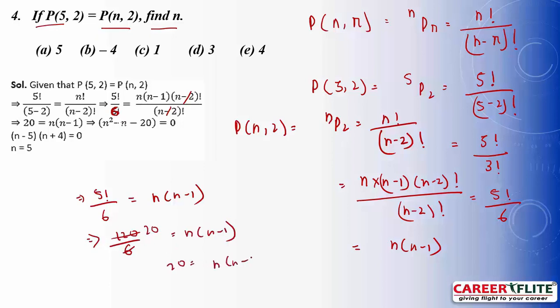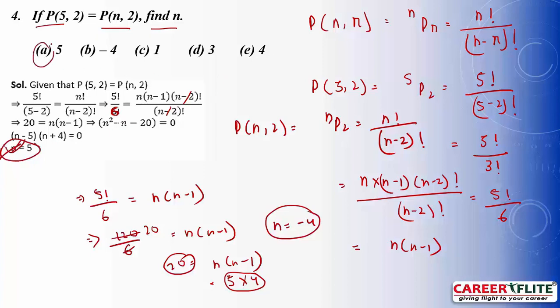n into (n minus 1). So if you find the factors of 20, n will be 5 and n minus 1 equal to 5 minus 1, that is 4. That is, 5 and 4 are the factors of 20. Here we cannot take 4 for n because then n minus 1 would be negative, it would be minus 4. So the correct answer for n will be 5. So 5 is our correct answer.